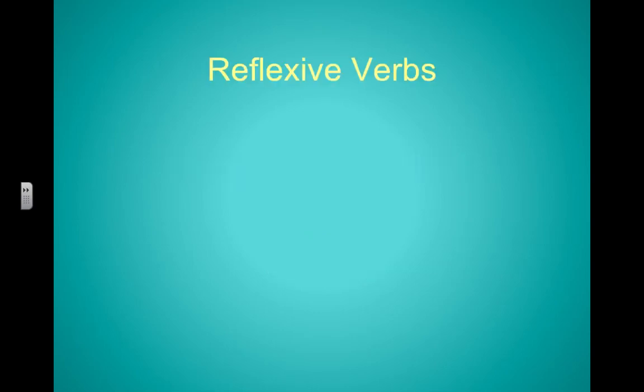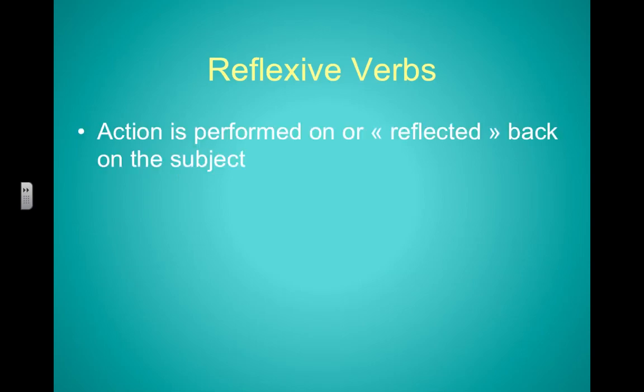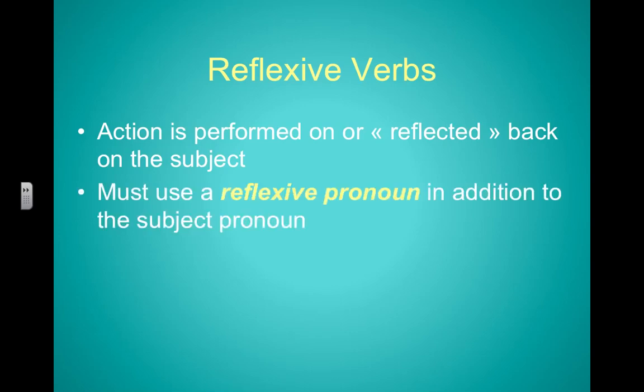So let's get moving. Reflexive verbs are the kind of verbs where the action gets performed on or reflected back onto the subject. What's different about them in French is we have to use a little reflexive pronoun in addition to the subject pronoun. Reflexive pronouns go in front of the verb, so they're going to be stuck in between the subject and the verb, which is very different for us. So let's take a look at what these pronouns are.